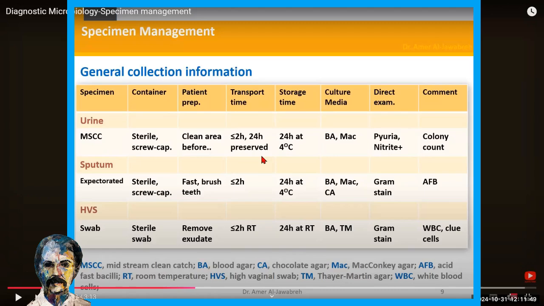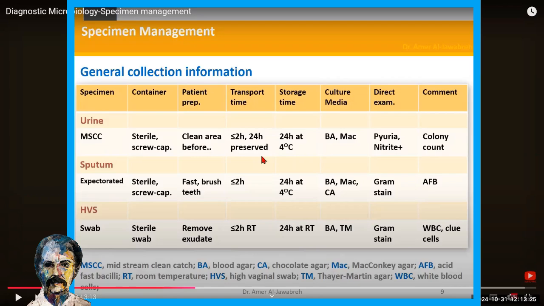As I told you, you have to give the patient the instructions in writing: clean this, do this, come early morning. Don't underestimate these. What seems to be simple instructions, they make the difference. Transport time, less than 2 hours. Maybe I have to change this: my transport time for urine is half an hour in the 15th edition.